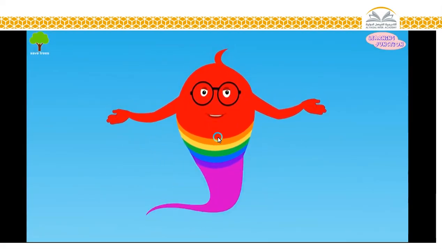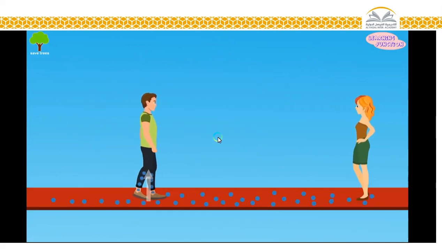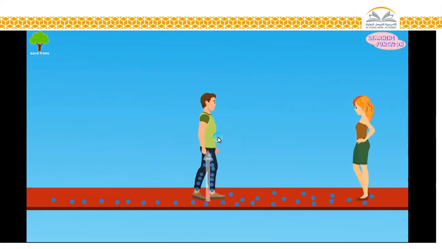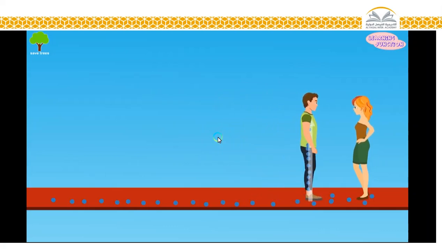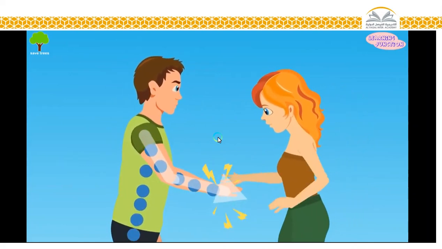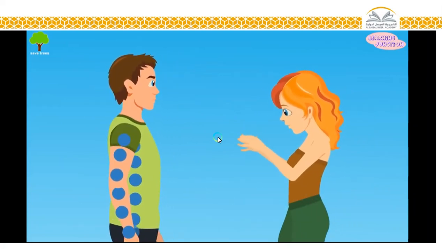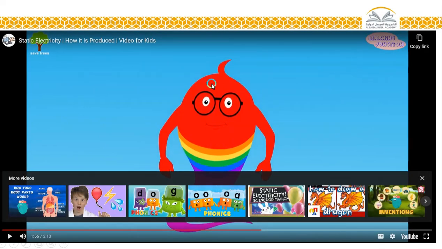Let's understand this with a simple experiment. See this man walking on the carpet? This carpet is covered with many electrons. As he walks, he picks up the static electricity. When they shake hands, the electricity discharges through the lady, giving her a sudden shock. You see, this is an example of static electricity.